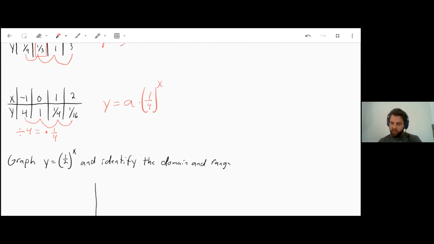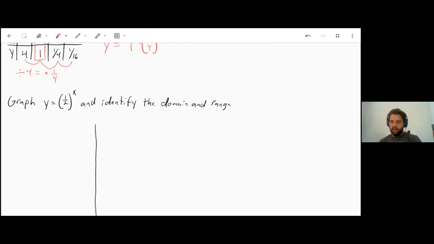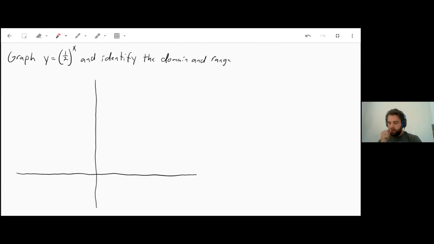Now, again, what is our a? Well, our a is whatever the y-intercept was. So in this case, it's a 1. And now we've got our function. So let's go ahead and graph this equation quick and identify the domain and range.